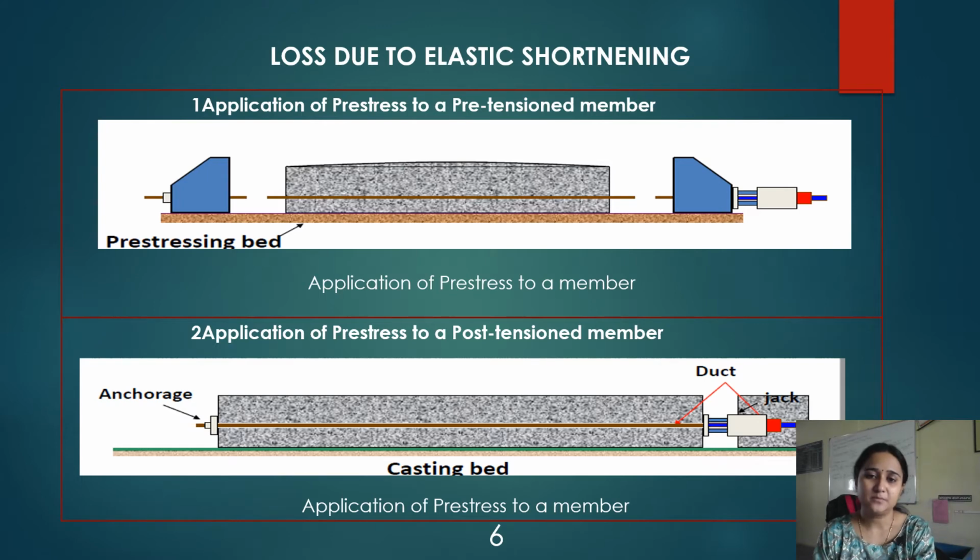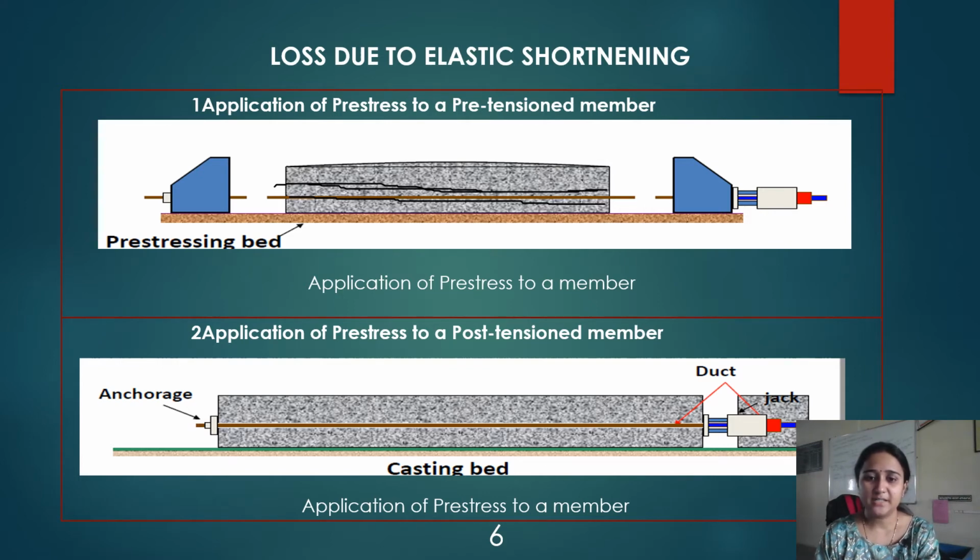So in this diagram, there is application of pre-stress to a pre-tension member. First the tendon is cut and then concreting is done. Once this cutting or pre-stressing has completely been done, the tendon inside here will experience some amount of elastic shortening. So there will be some particular amount of elastic shortening to this particular cable.